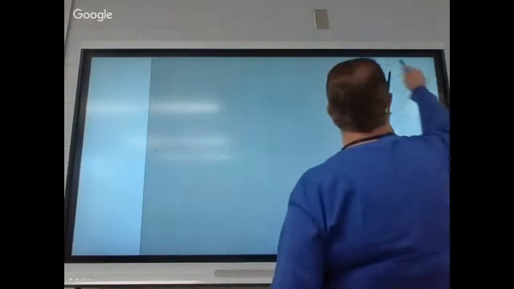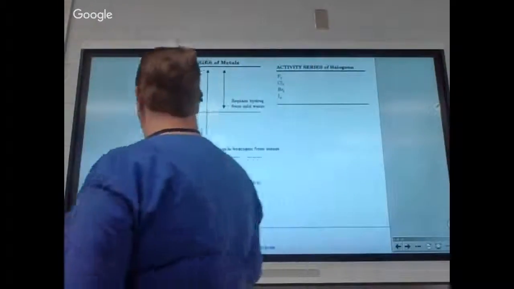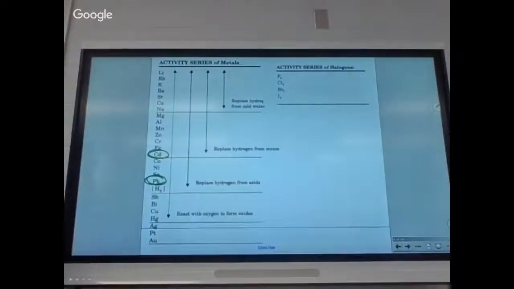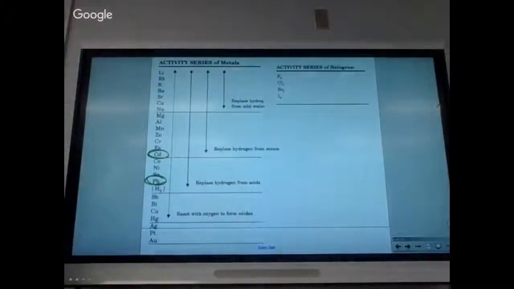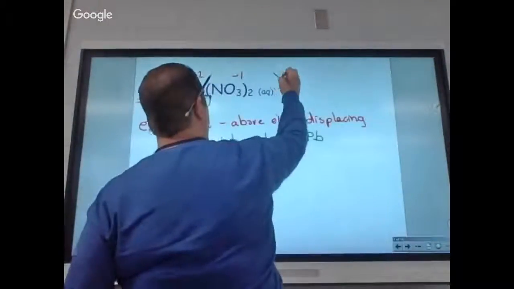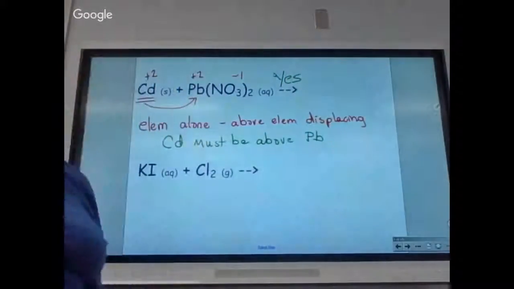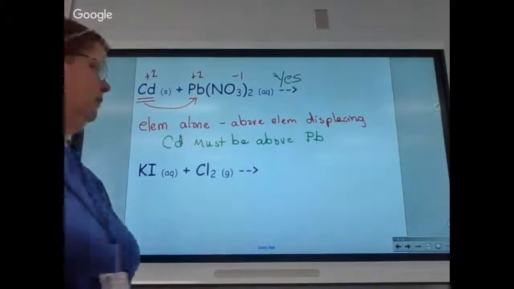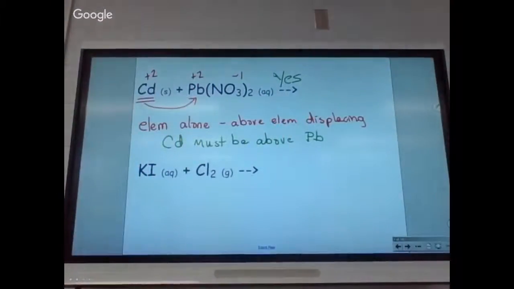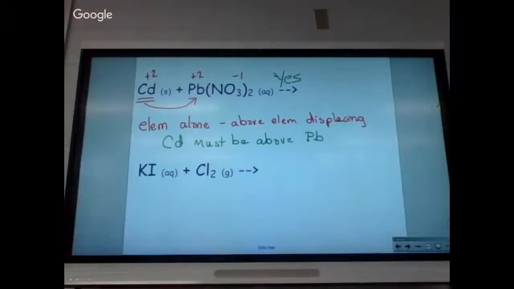So when you look here, okay, CD and PB, we're not doing fractions. Is CD above PB? Yes. Then it's a yes, and you single displace the way we always have. Why did you have to know if it was yes or no? To figure out if you need to predict the product.